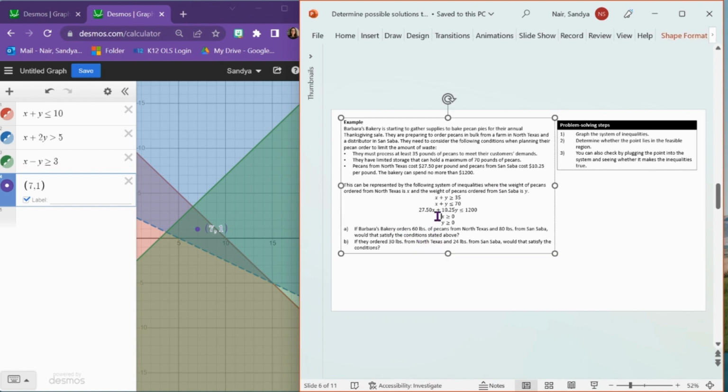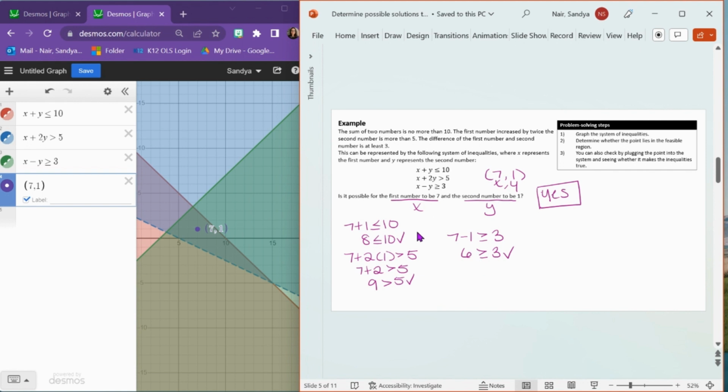So notice that I've added in two more inequalities, okay? So I added in that x is greater than or equal to 0 and y is greater than or equal to 0. And so those are two inequalities that we add in when we're talking about real life situations, okay? Because if we think about it, if they're ordering pecans, they can't order negative pecans, right?